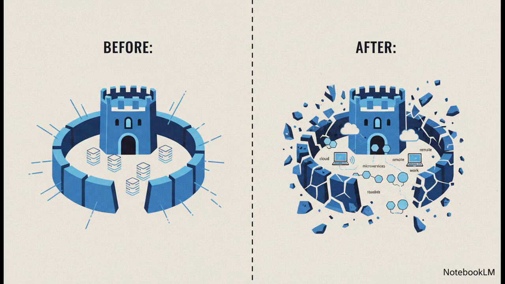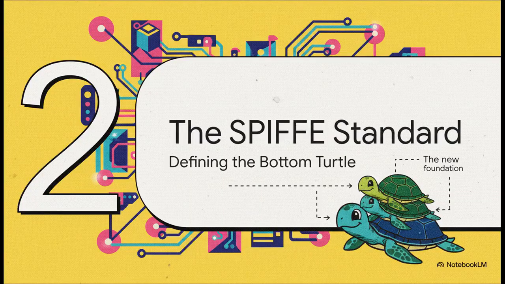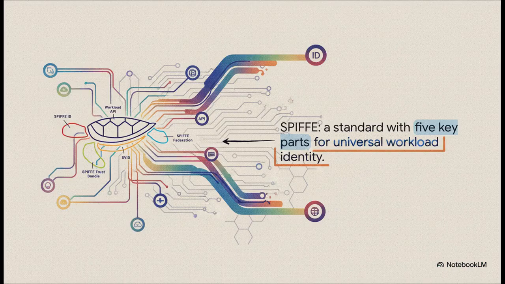The perimeter is gone. That old idea of a firewall, a castle wall protecting the good guys inside from the bad guys outside, it's just not realistic anymore. With the cloud, microservices, and remote work, basing trust on where you are on a network is completely, totally broken. And this is exactly where SPIFFE comes into the picture. If that old foundation has crumbled, we need a new one. SPIFFE, which stands for the Secure Production Identity Framework for Everyone, is the open standard, the blueprint for defining our new bottom turtle.